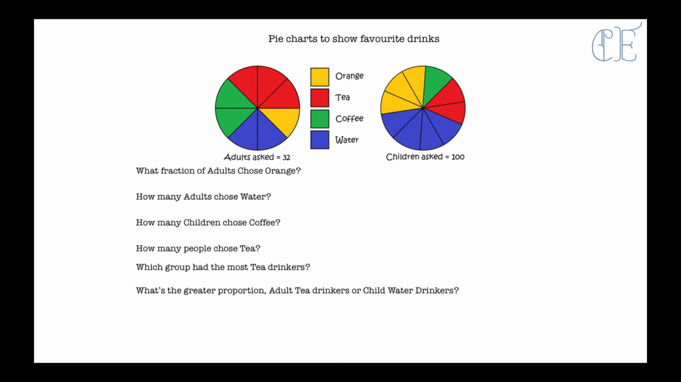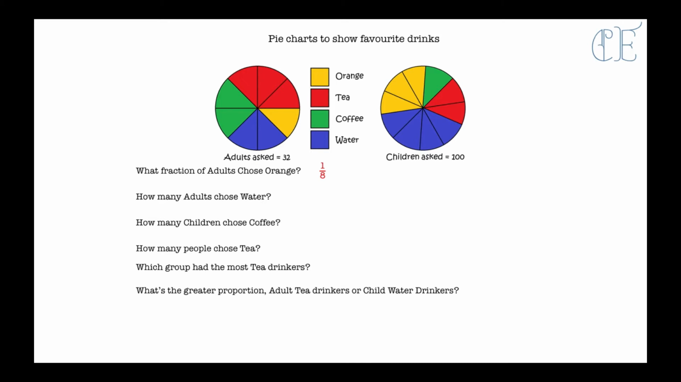You have two pie charts here which show some favourite drinks. You've got one pie chart for the adults and one pie chart for the children. The first question says, what fraction of adults chose orange? Well, if we look at the adult pie chart, we can see that we only have one segment being orange, and altogether there are 8 sections. So it's 1 out of 8.